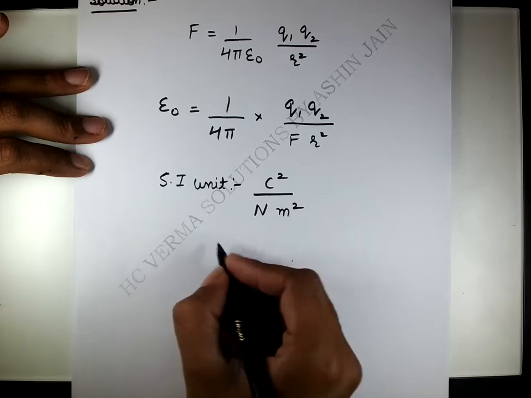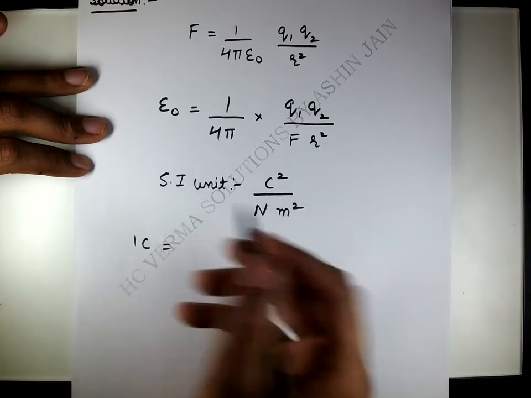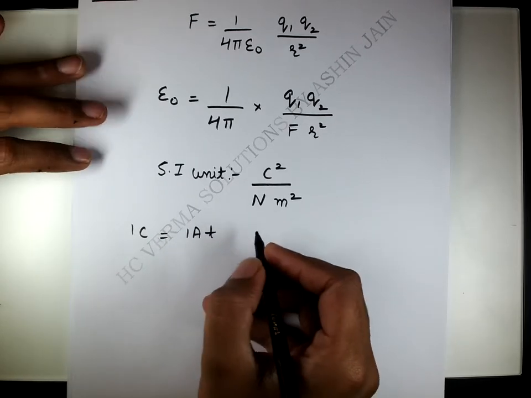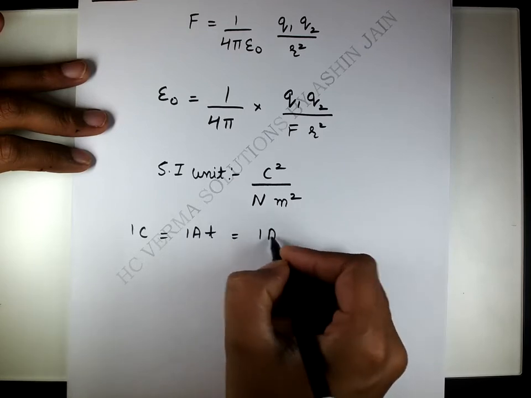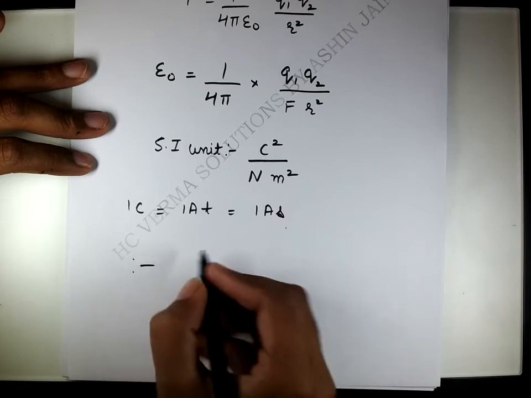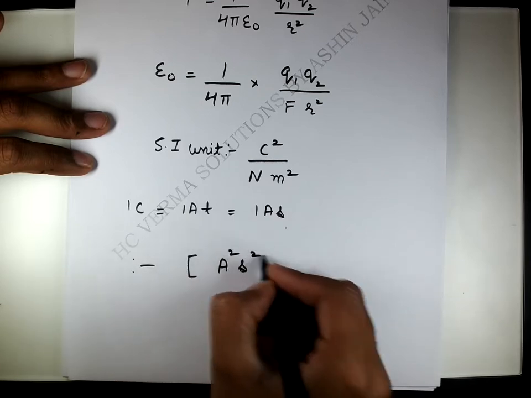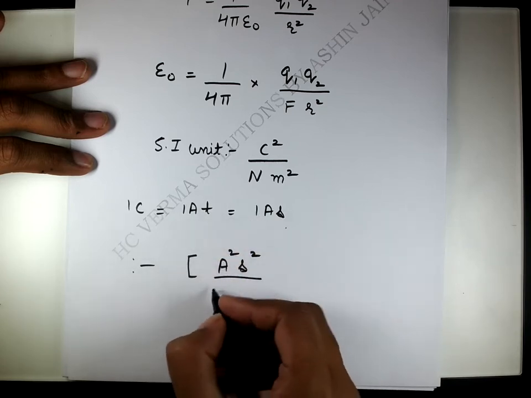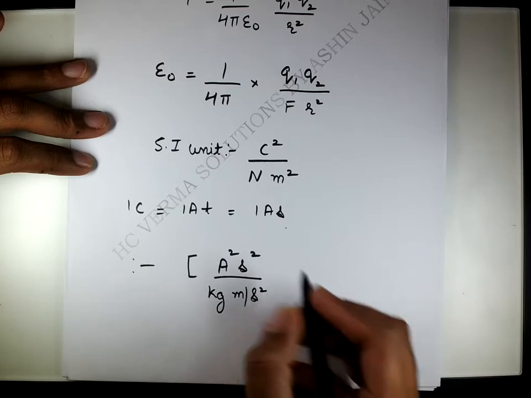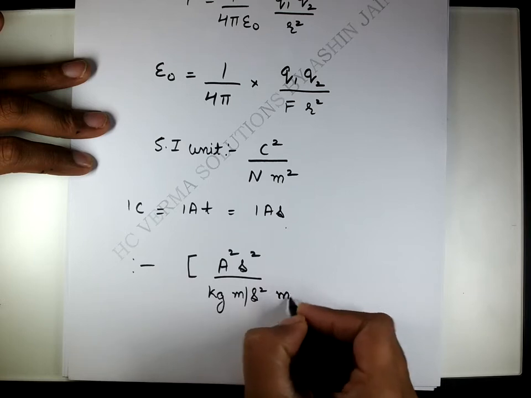Now for dimensions we have to simplify it ahead. See, we cannot write coulomb as such because coulomb is not a fundamental unit. The fundamental unit is ampere, so we'll write it as ampere into time, or 1 ampere into second. So coulomb can be written as ampere second, squared. Newton can be written as kg meter per second square. And meter, length, can be written as meter square itself.